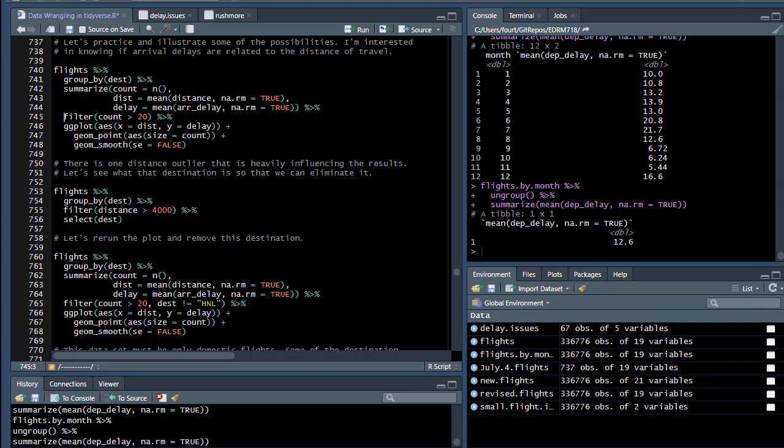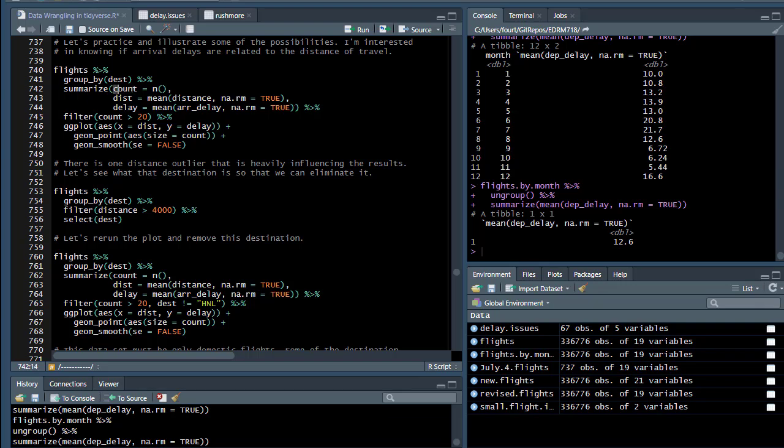Then we're going to filter and only look at those that have more than 20 flights that year. So I'm basically filtering out all of the destinations that are rarely gone to. And then we're going to plot this using distance as the horizontal axis and the delay as the vertical. We're going to use a geom point, and we're going to use the count that we got up here.